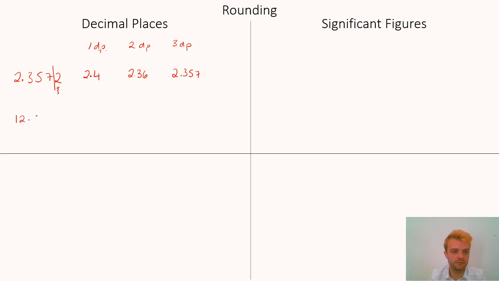Let's have a look at one more number, and then I'll talk about significant figures. Let's do 12.8931. So to 1 decimal place, just like before, this is where we want our number to stop, but because the number that comes next is a 9, this 8 gets pushed up, making our answer 12.9.